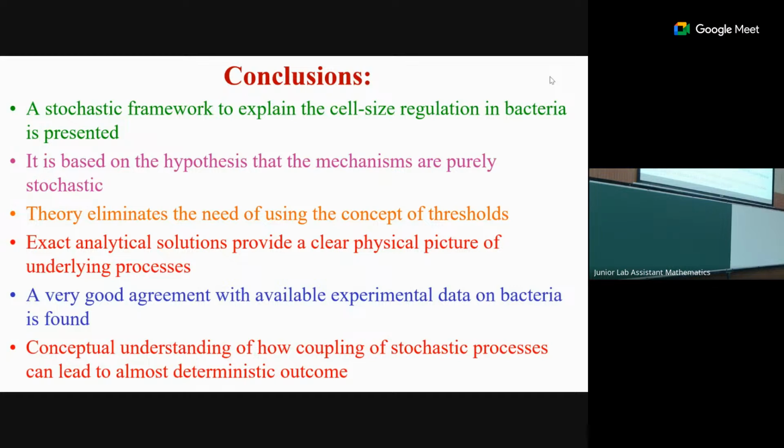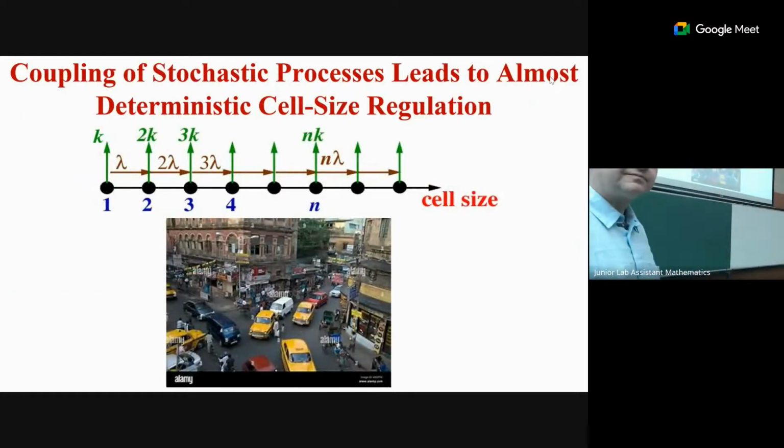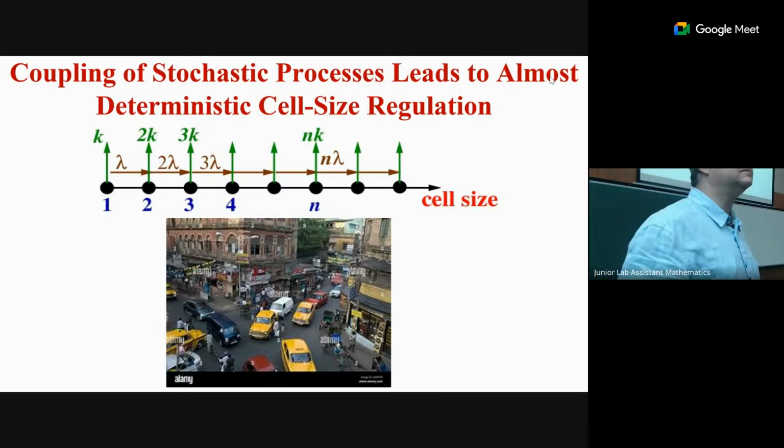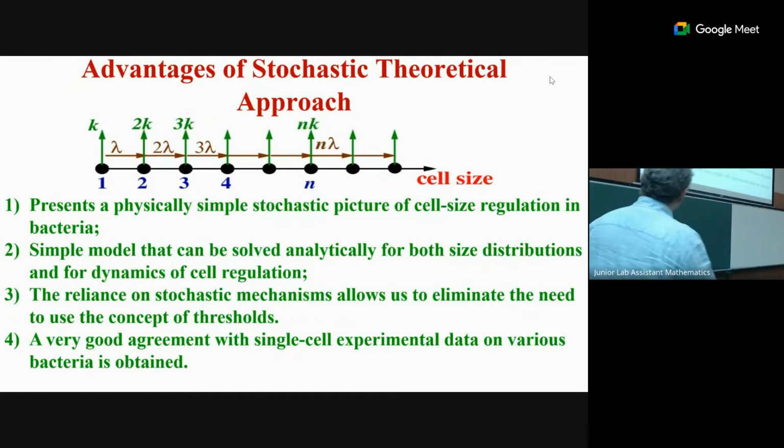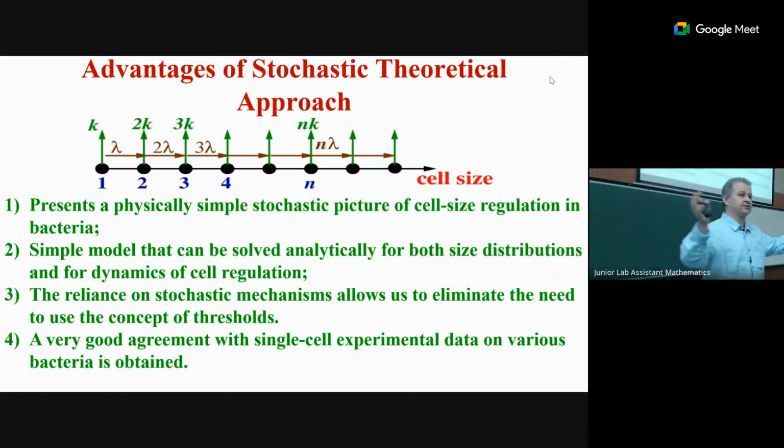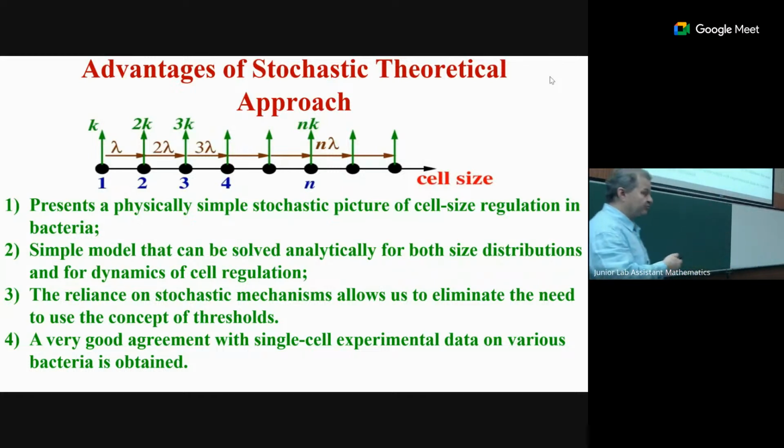Yes, please. So you said that the idea was that stochastic processes properly coupled can lead to a more or less deterministic outcome. Is the more or less deterministic outcome captured by the spread of values being small? Yeah. So let's come back here. Okay, so this is a system, right? You can think about it as a size, and it's randomly changing. It's increasing, and it's randomly dividing.